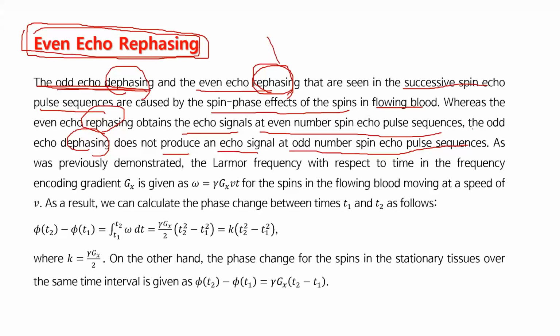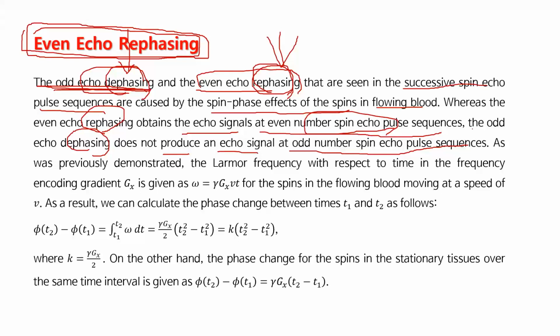If the spins are rephased, then we can have MRI signal. But if spins are dephased, then we cannot obtain the signal. So even echo rephasing means that at even number spin echo pulse sequences, we can obtain the MR signal. But odd echo dephasing means that at odd number spin echo pulse sequences, we cannot obtain the MR signal.